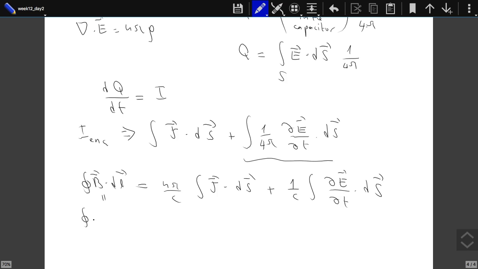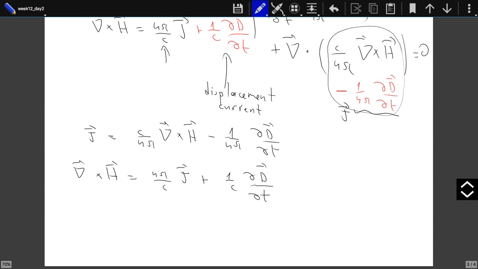Or if you just write this also as the integral of the curl of B over ds, it should be equal to 4 pi over c J dot ds plus 1 over c dE by dt. And hence you recover this law. Of course, this is in medium. If you don't have any medium effects, H is just B and D is just E.